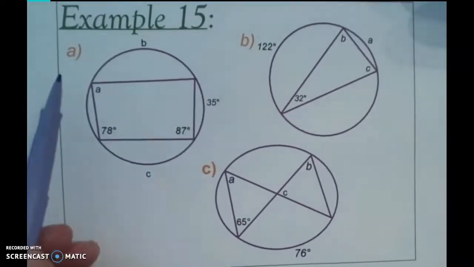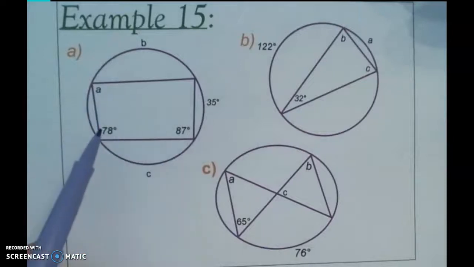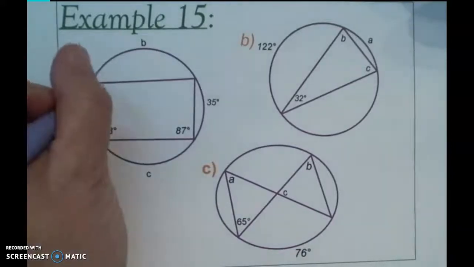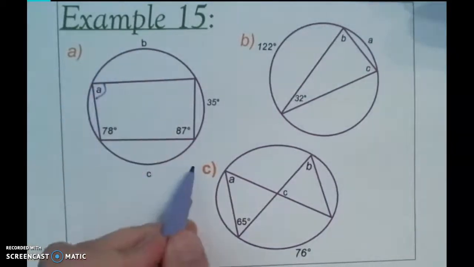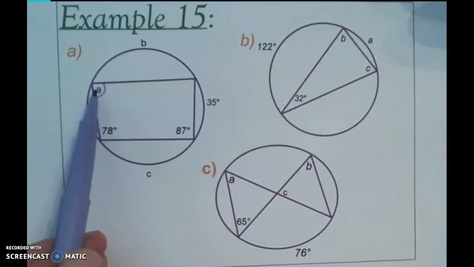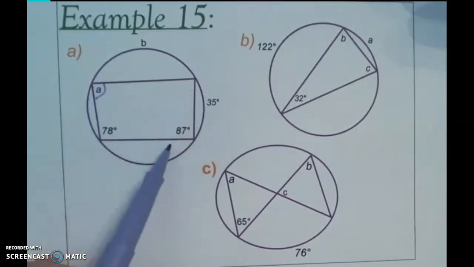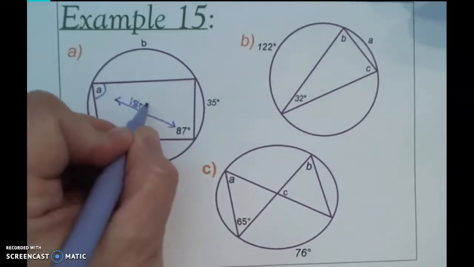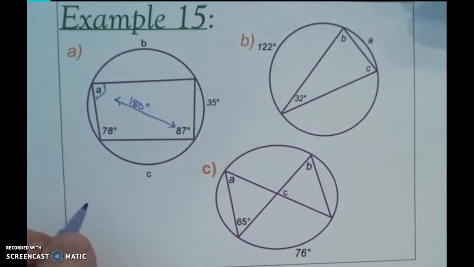So for example 15a, we have a quad inscribed inside of a circle, and we're going to find the missing variables. So angle A, we need arc B, and we need arc C. Okay, so we're going to start out by finding angle A. So think about what you just learned. You just learned that with a quadrilateral, opposite angles are supplementary. So opposite are supplementary. So I'm going to do this. Supplementary meaning 180 degrees. So I'm going to come down here and show my work for you.